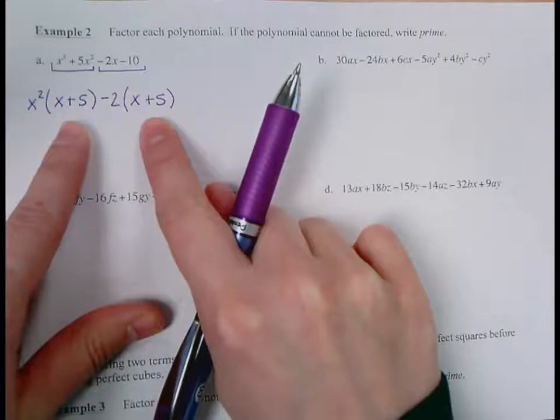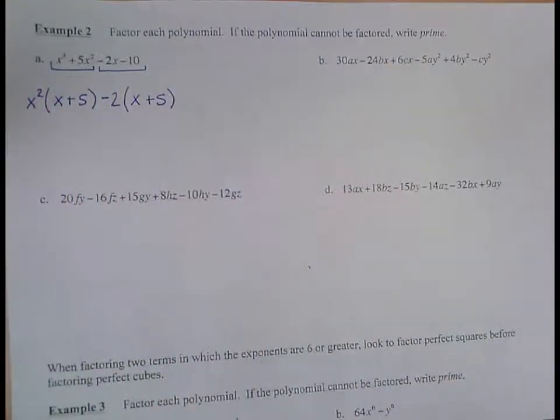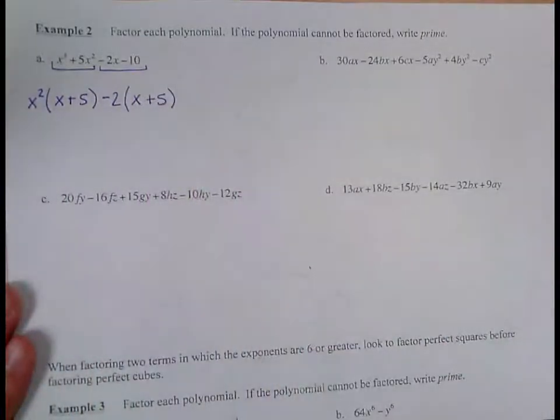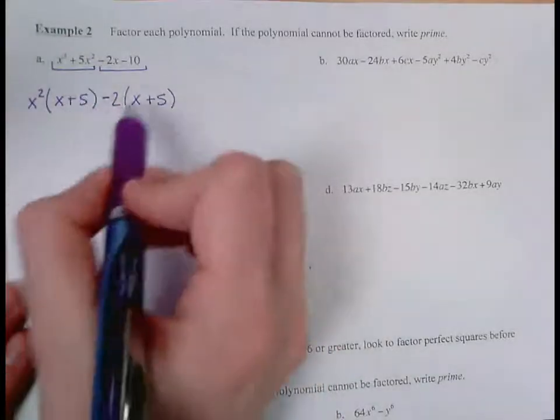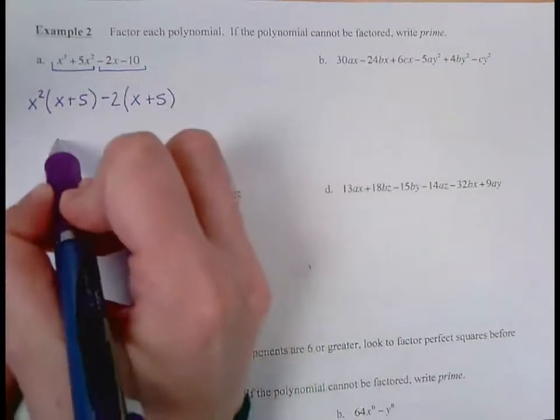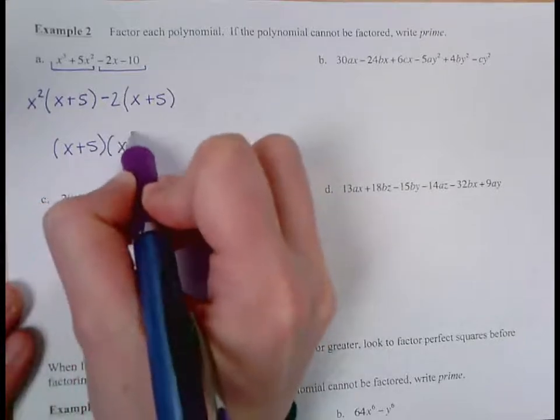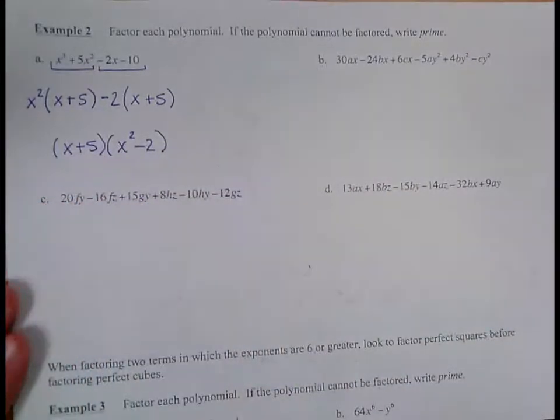If they're not, either you didn't correctly find the GCF or factor it out, or it's prime. So since these are the same, then remember to fully factor this. This isn't your answer. This means one factor is x plus 5. The other is x squared minus 2.